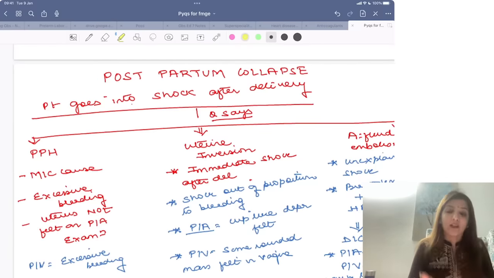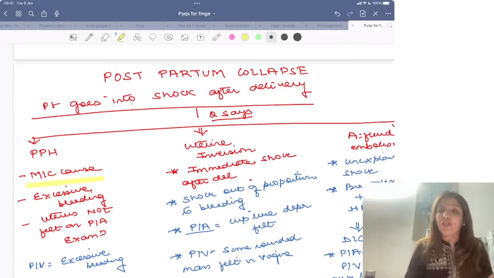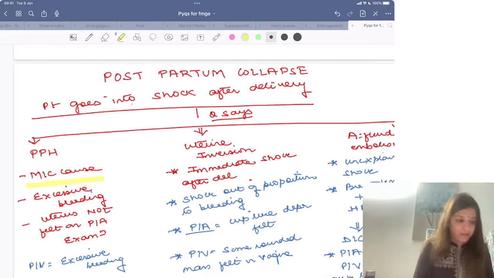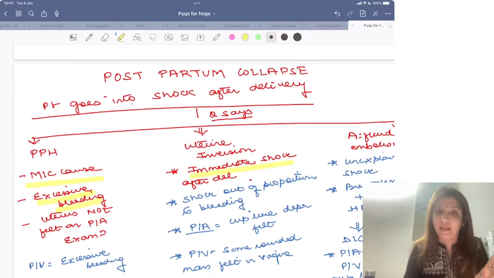Ab question ki language se kaise pata lagega ki what is the condition? Agar question mein most common cause pucha gaya hai, it is PPH. Agar question mein diya gaya hai ki patient has gone into collapse after excessive bleeding, then also this is PPH. If the question says ki excessive bleeding hai and uterus is not palpable on per abdominal examination, that means it is a case of atonic PPH and again you are going to mark the answer as PPH. On the other hand, agar question mein word aaya hai immediate shock after delivery, then most of the times you are going to think about uterine inversion.